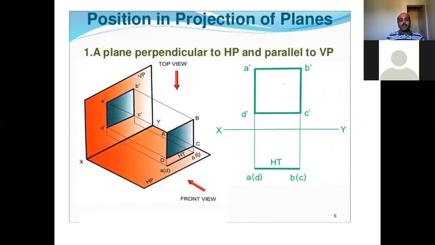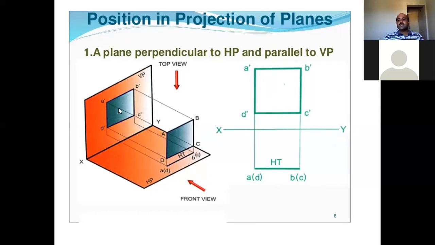A plane perpendicular to HP and parallel to VP. Look at this here, a plane perpendicular to HP. So you position the lamina in this way. We have taken a square lamina over here. Here we have a plane which is perpendicular to HP and parallel to VP. This is a vertical plane and this is a horizontal plane. So, a plane perpendicular to HP and parallel to VP.